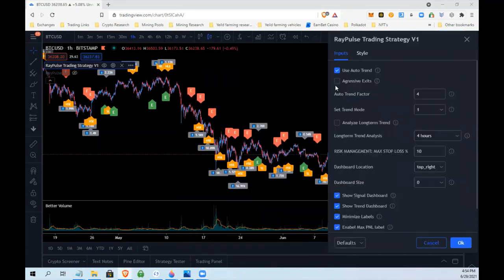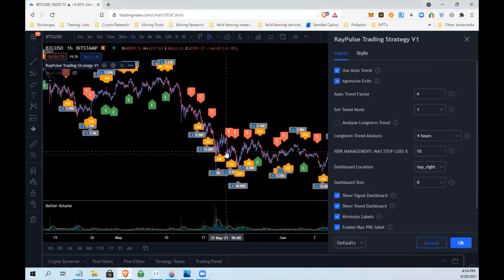So what this aggressive exit setting does is it gives you a signal to get out of a position before there's confirmation of a trend change. As soon as the first indication of a trend change is given, it will give you this aggressive exit. So if I click this, you can see where the exits or the hard exits change from one position to another. Basically it gets you out of a position much earlier.